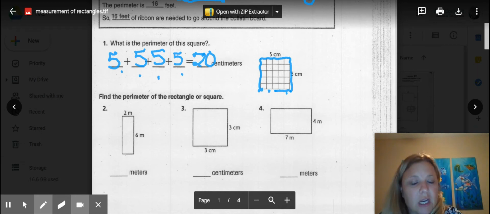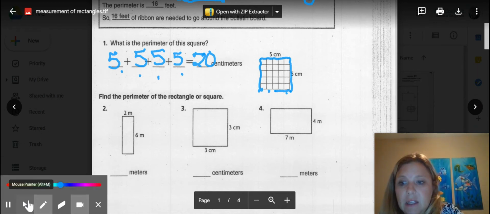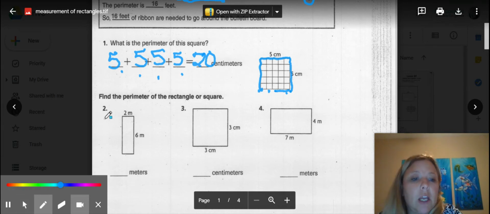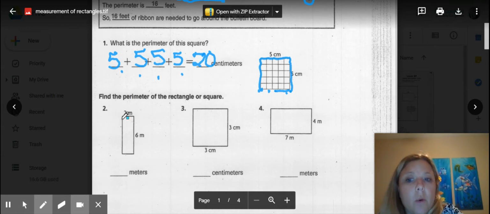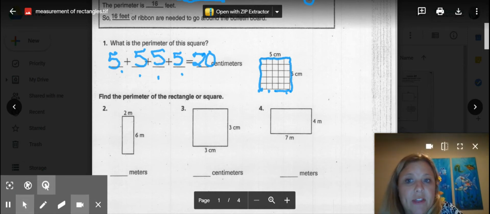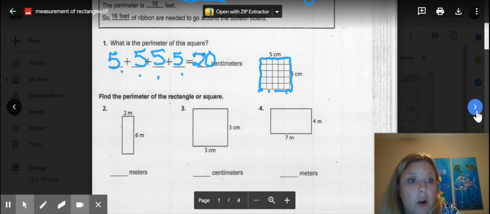Now on a worksheet, it's going to look a little bit different. I will show you what that is going to look like. And you would do the same thing down here. You are going to figure out the perimeter of this rectangle, the perimeter of this square, and the perimeter of this rectangle. And they're measured in different increments, but it doesn't matter as far as figuring out perimeter. Okay, let me show you what this problem number 1 would look like on a worksheet.